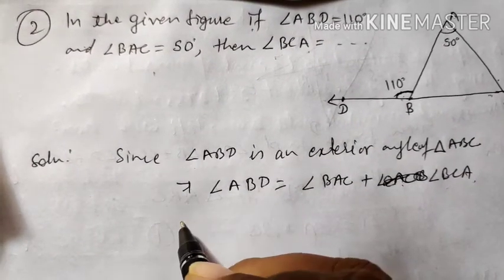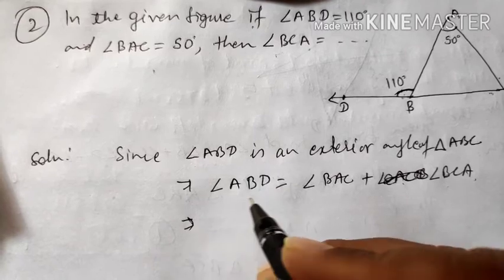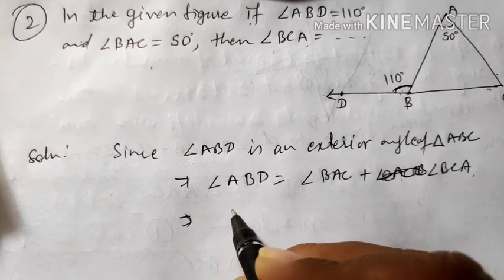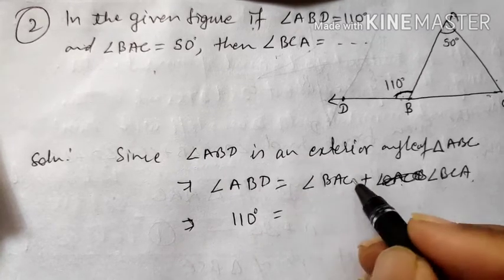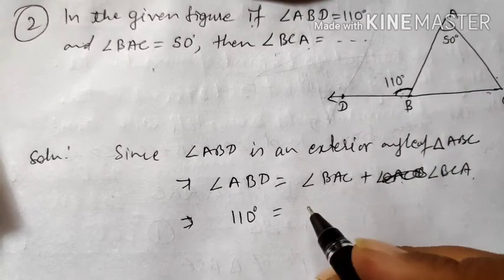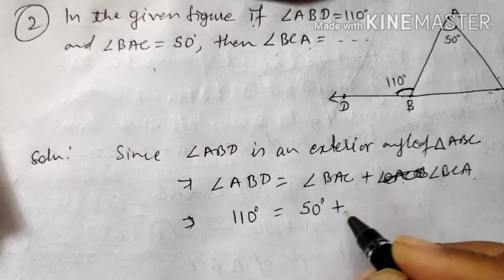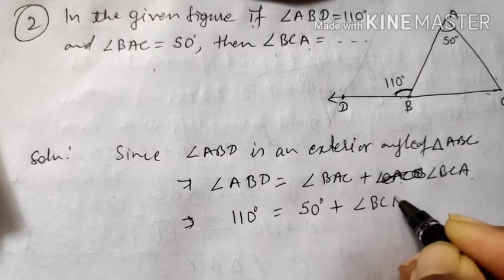Okay. So this implies, what is the measurement of angle ABD? It is given that 110 degree. And what is the measurement of angle BAC? It is given 50 degree. And we have to find angle BCA.